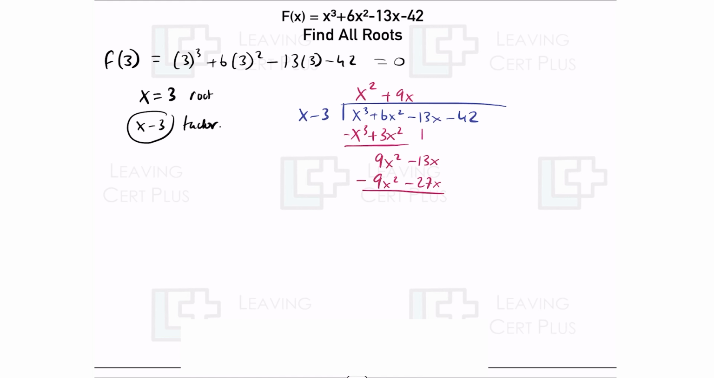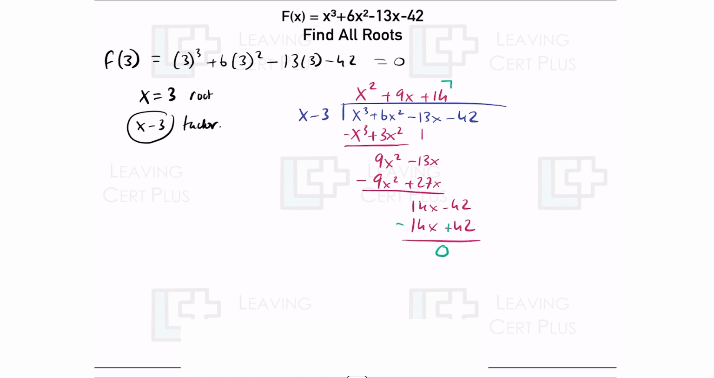Change the signs here again. So that's going to be positive 14x minus 42. So then you're going to have to multiply here by 14. You're asking, what do I need to multiply that x by to get 14x? The answer is 14. So multiplying that 14 in here twice, you're going to get 14x and minus 42. So changing the signs there, negative and positive, you're going to get 0 as your remainder.